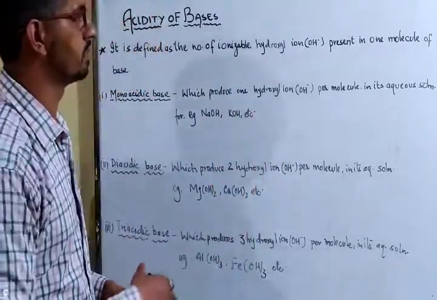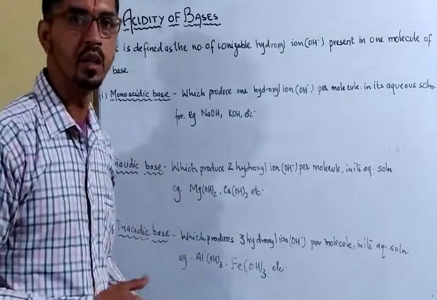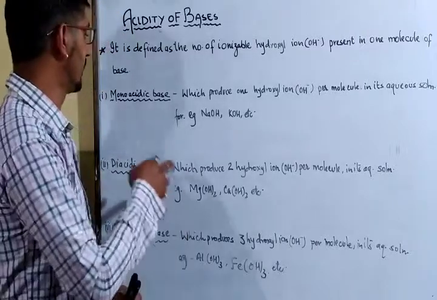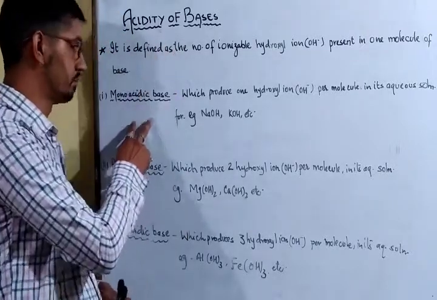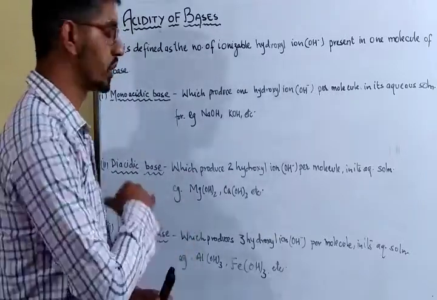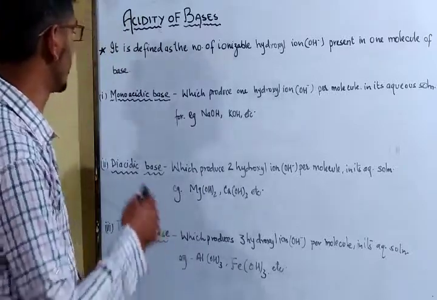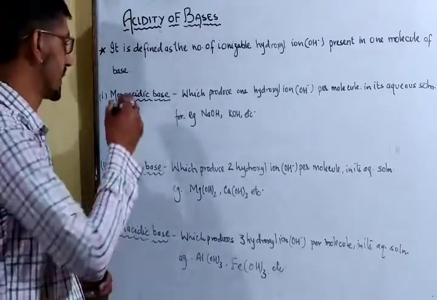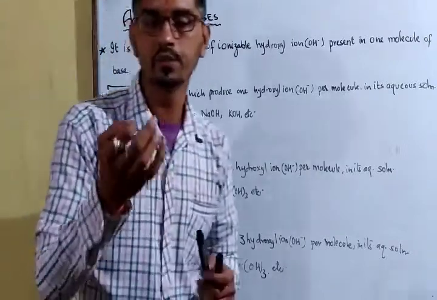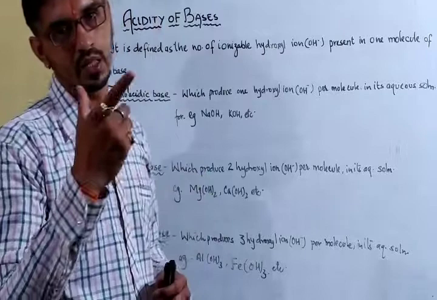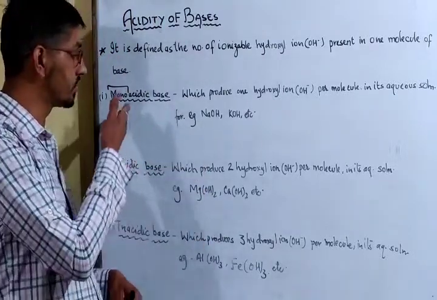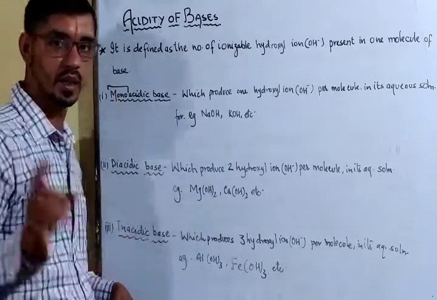On the basis of the production of hydroxyl ions present in one molecule of base, the bases are of three types: monoacidic, diacidic and triacidic. Okay, first monoacidic. As the name indicates, mono stands for one. Let's suppose a molecule of base produces only one hydroxyl ion, it will be known as monoacidic base, and the acidity of these bases will be known as 1.